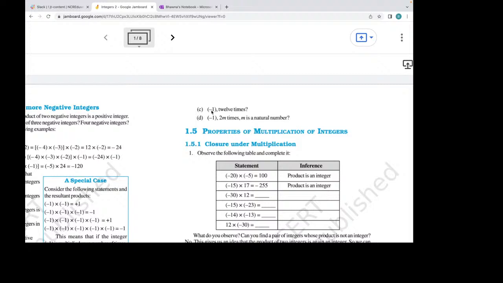Now C is minus 1 12 times. If you multiply minus 1 12 times, so what is 12? What kind of number is 12? Is it even or odd? So yes, we know that it is an even number. So that is why if you multiply minus 1 12 times, you are going to get positive 1. You are going to get plus 1.